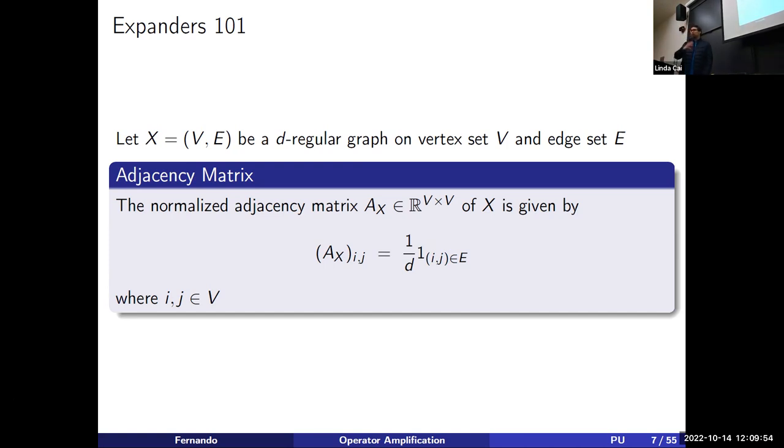Why do you do that? We started with this very combinatorial object, and now we have a matrix. And having matrices is very useful.